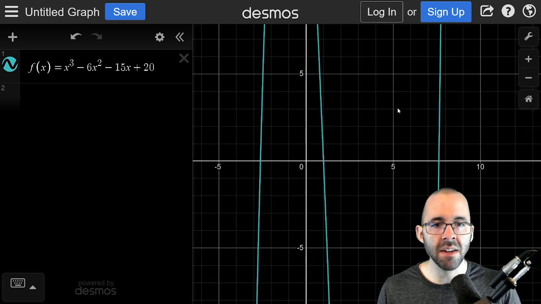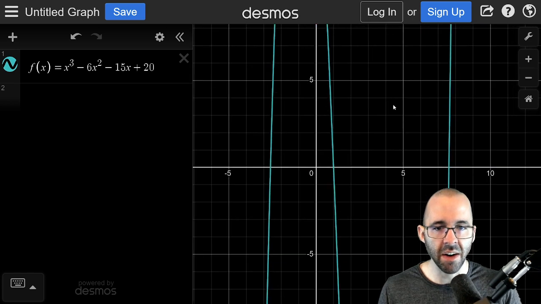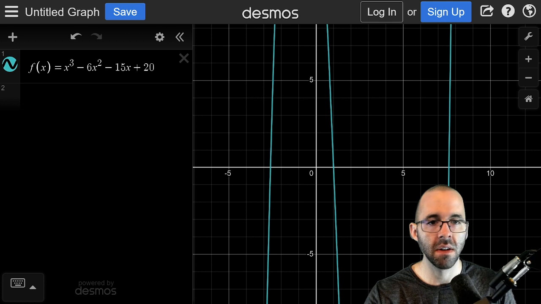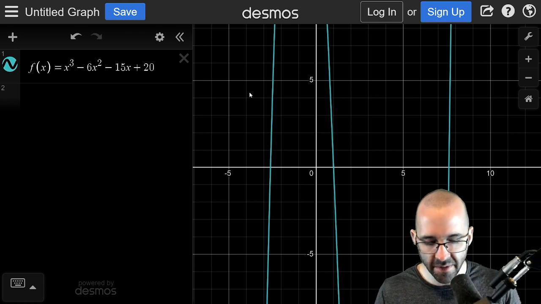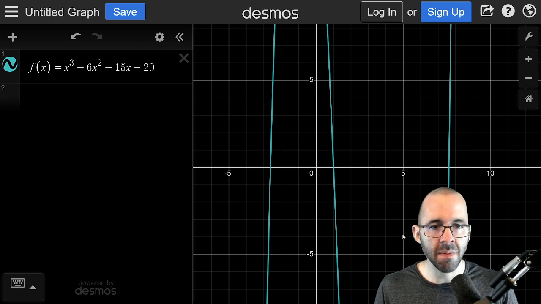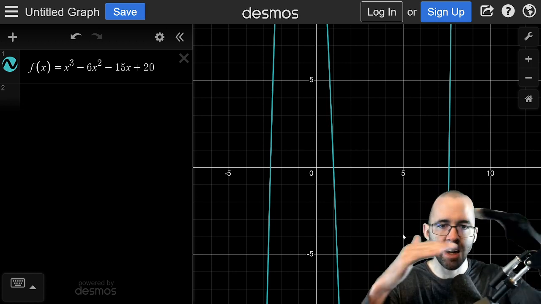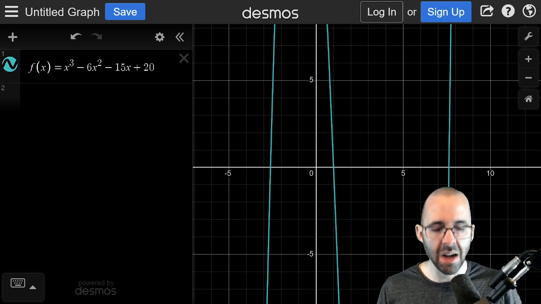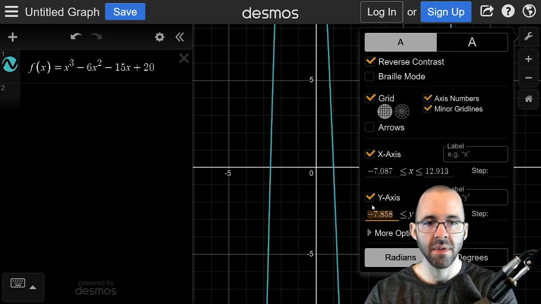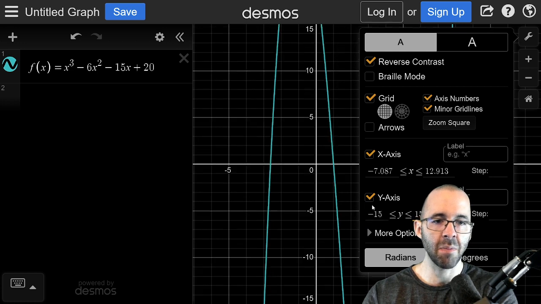So how do you think we need to zoom this appropriately? We can also click and drag around. Well, it's going off to the top and off to the bottom. So our x's are maybe fine, but we need to see bigger y's and smaller y's. So let's go down to like -15 and +15.